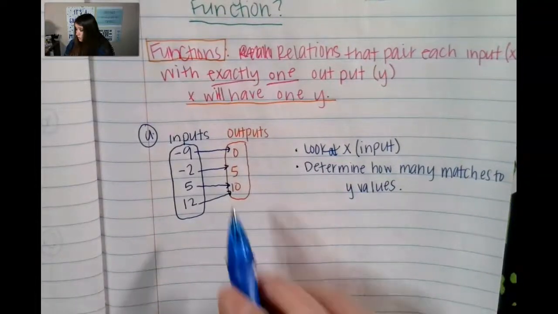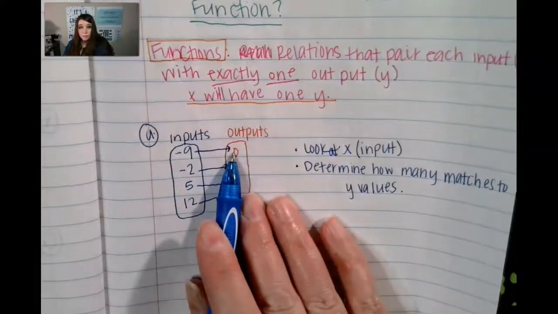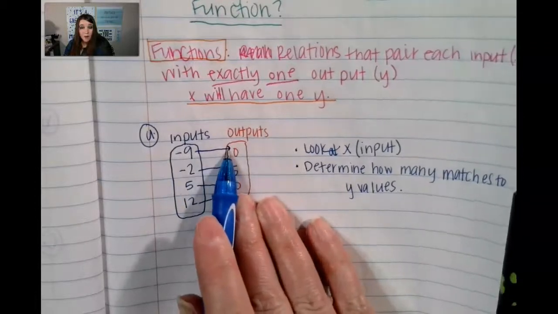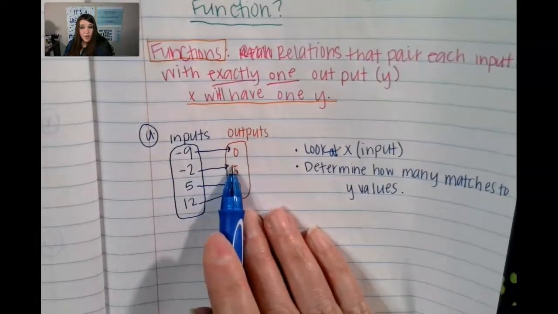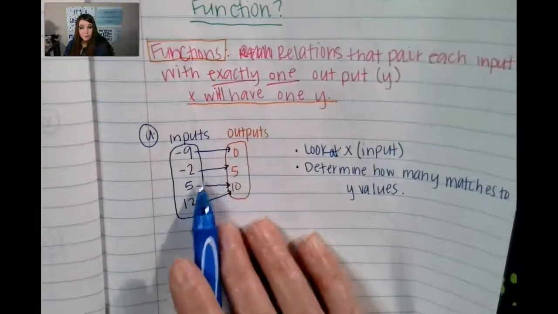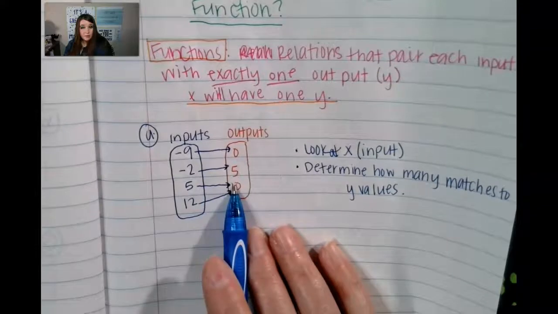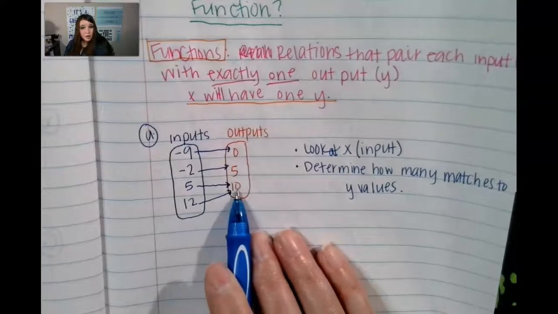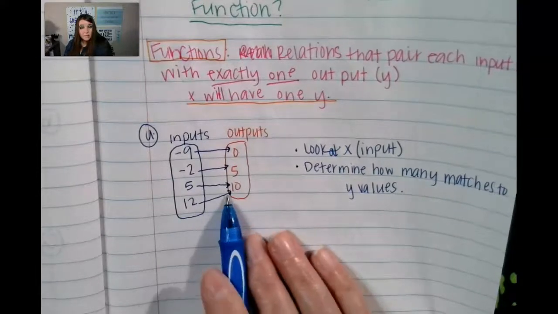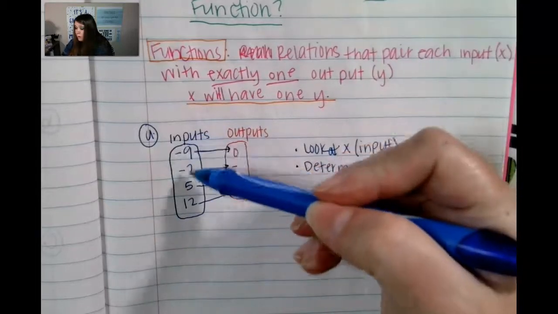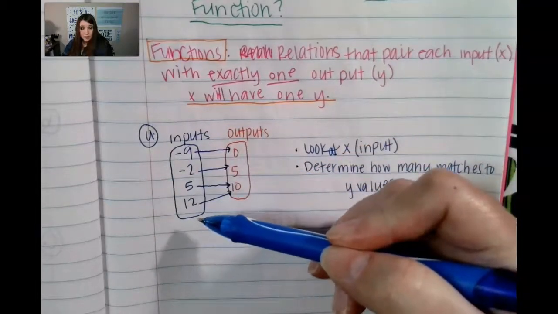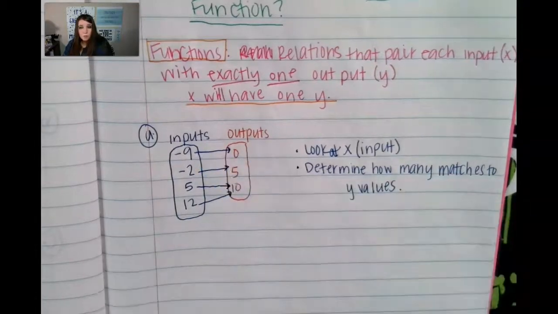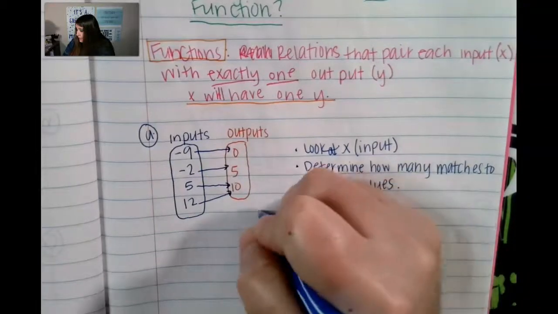So here we go. We have -9, it's matched to 0. So far, this is a function. This x has only one y. This x is matched to 5, so this x has one y value. 5 is matched to 10, so this x has one y value. This x, 12, is also matched to 10, so this x has one y value. All of our x values are different, so because they are all different and only match to one output, this is a function.